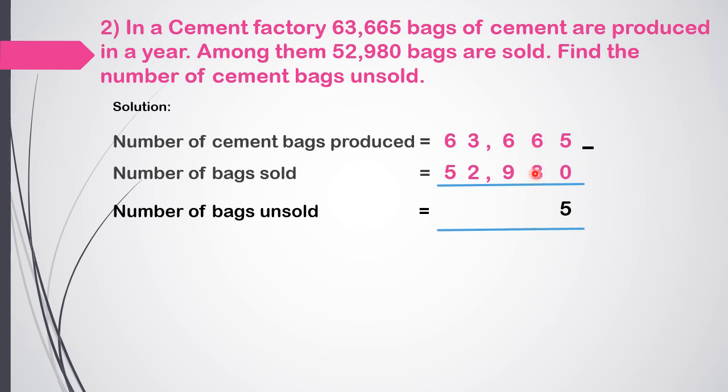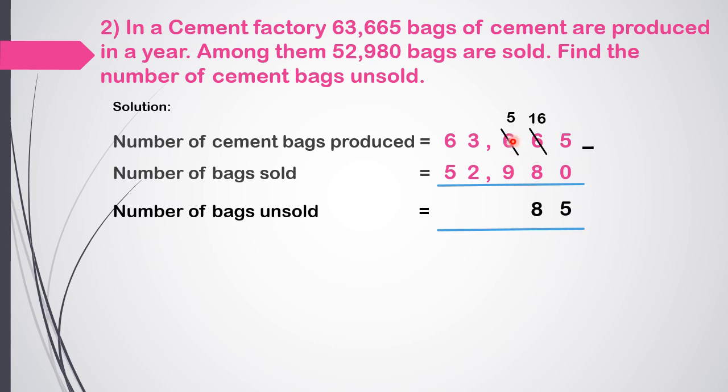We can't subtract 8 from 6, so we have to borrow from the previous number. So 6 changed to 5. Then here 16. We got 10, so 10 plus 6, 16. 16 minus 8. So you can take your fingers. After 8, 9, 10, 11, 12, 13, 14, 15, 16. How many fingers are there? 8. So the answer is 8.